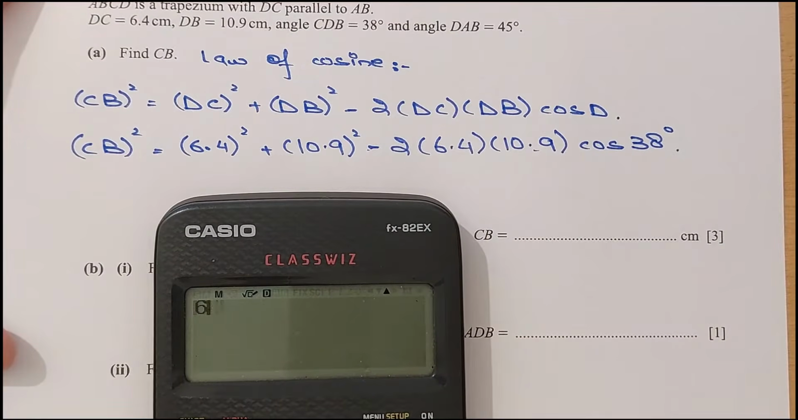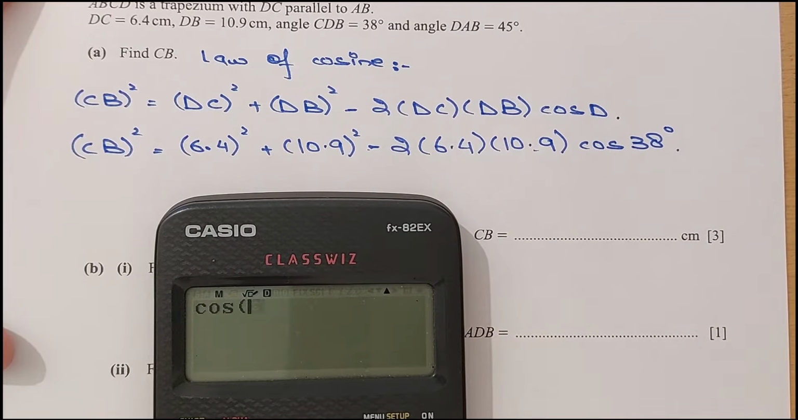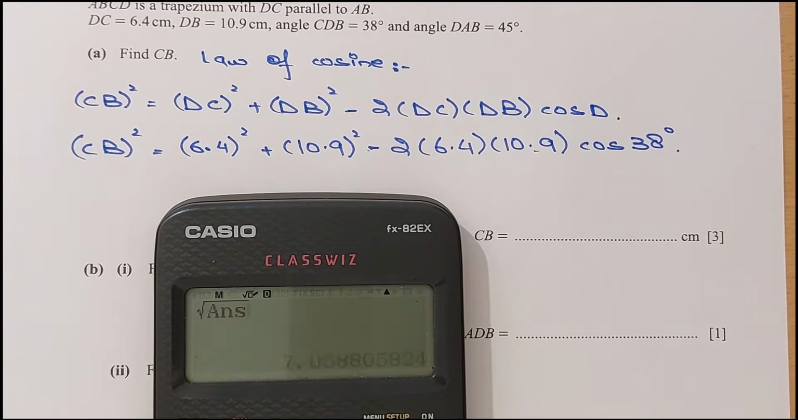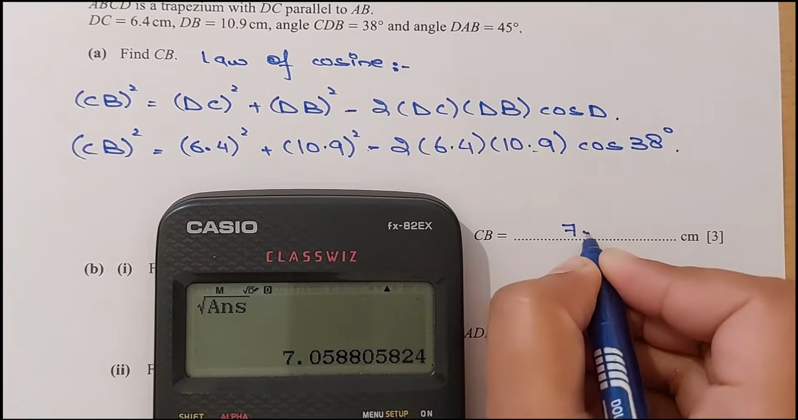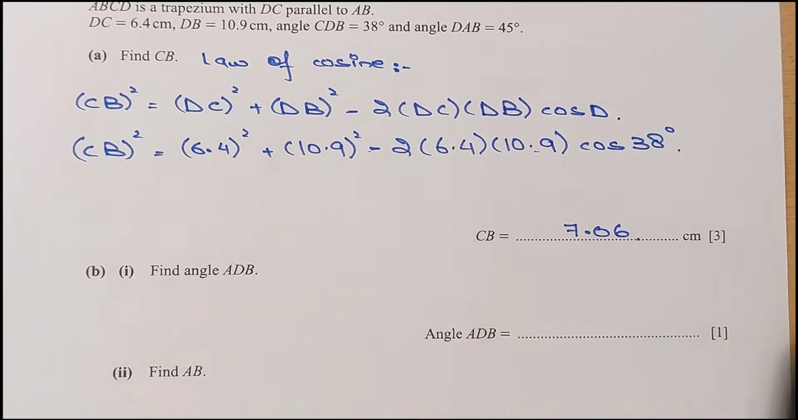So the first thing is 6.4 square. Let me solve from this side, right? Cos of 38 times 10.9 times 6.4 times minus 2, add 10.9 square and add 6.4 square. This is CB square, right? And doing a square root of the answer is 7.058, or we can say 7.06 centimeter is BC, right?